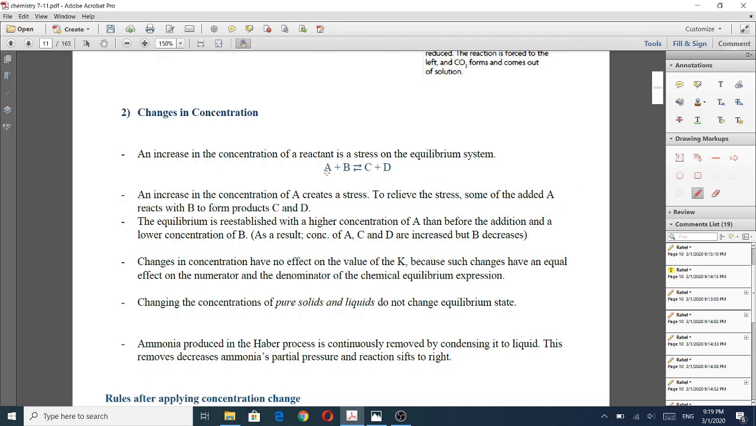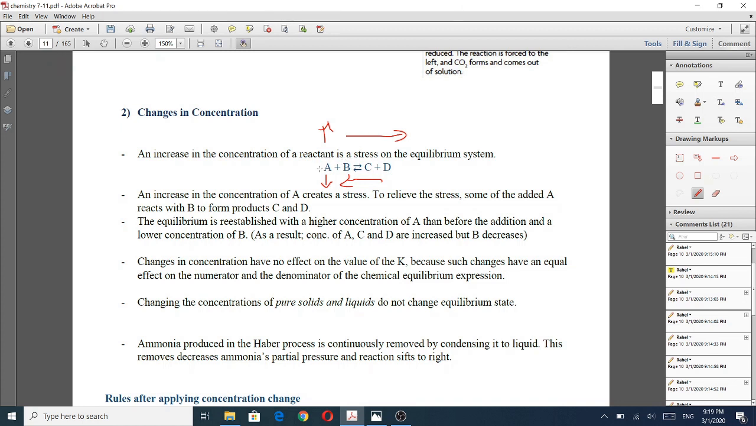So again, if I increase concentration of A, then the direction of the shift will be to the right. But by decreasing concentration of A, the direction of the shift will be to the left. Then what happens to the other substances? When we change the concentration of A, that's the stress. So think about the other points.